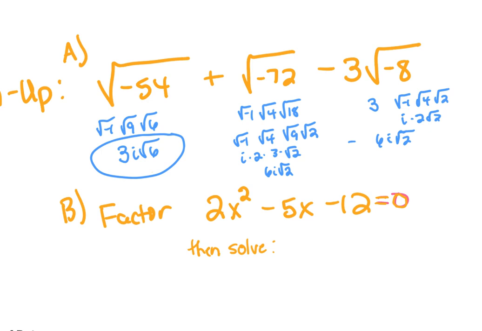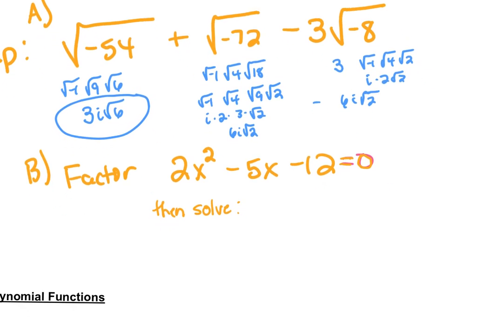Chloe, can you help me with factoring the letter B? It's 2x plus 3 and then x minus 4 equals 0. Okay, so then we set each of those factors equal to 0. So we get that x is equal to negative 3 halves and x is equal to 4. Looks good. All right, questions on either of those?